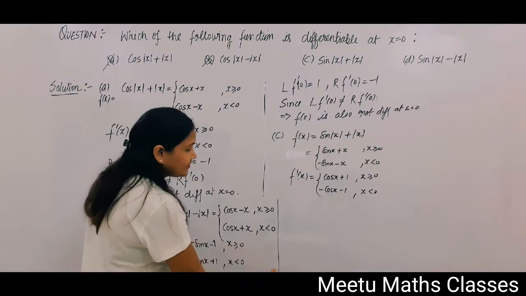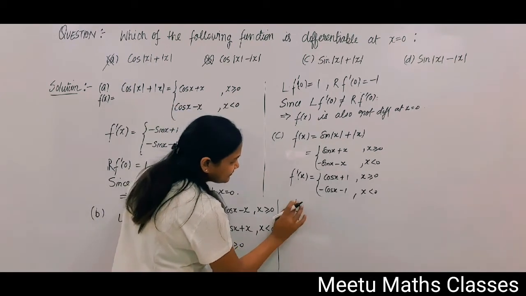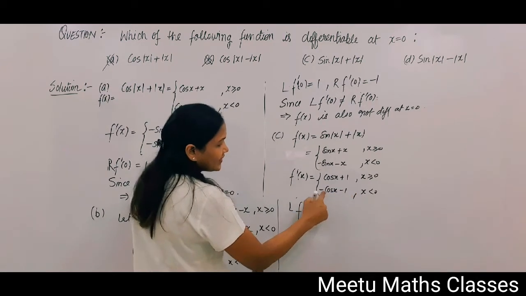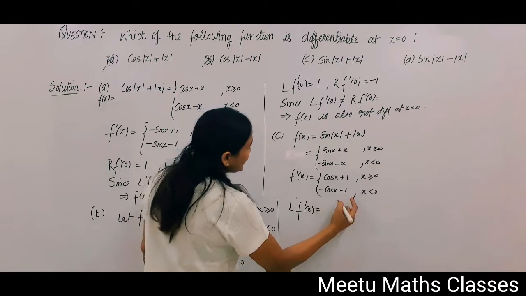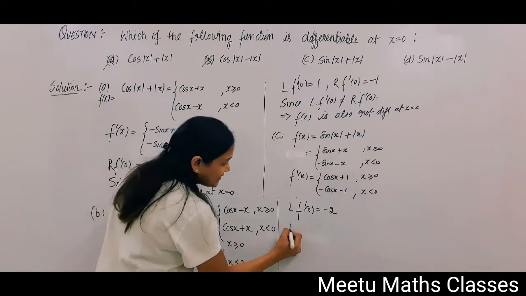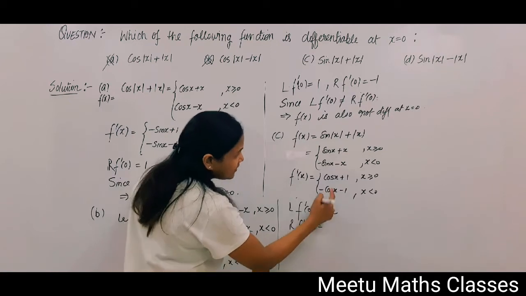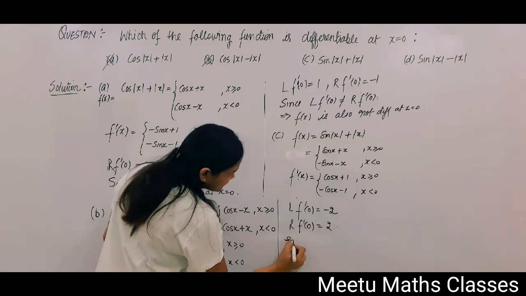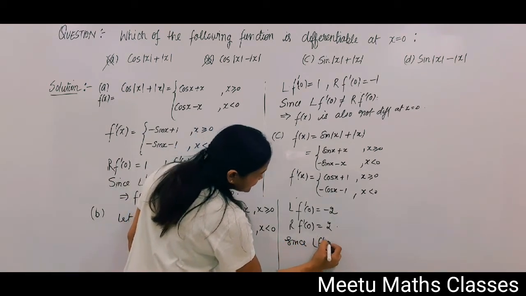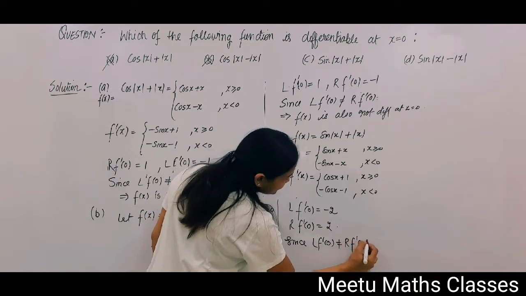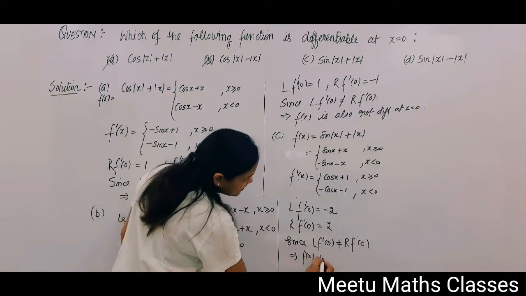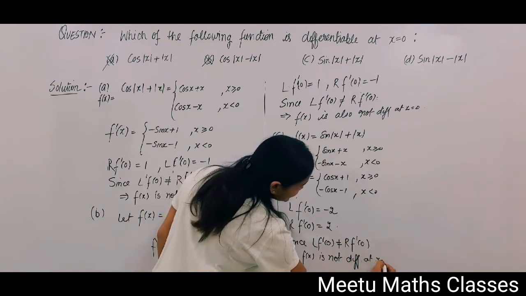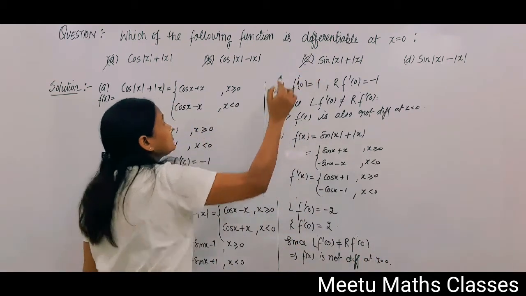Now you can find the left hand derivative, that is equal to, आप जीरो पुट करेंगे, cos of 0 is 1, minus 1 will give you minus 2, and right hand derivative at 0 will come from this function, cos 0 is 1, 1 plus 1 will be 2. Since left hand derivative is not equal to right hand derivative, that implies f(x) is not differentiable at x equals 0 also. So the third function is also not differentiable.